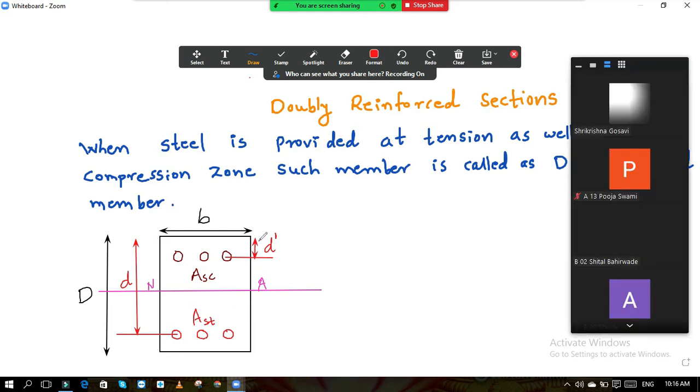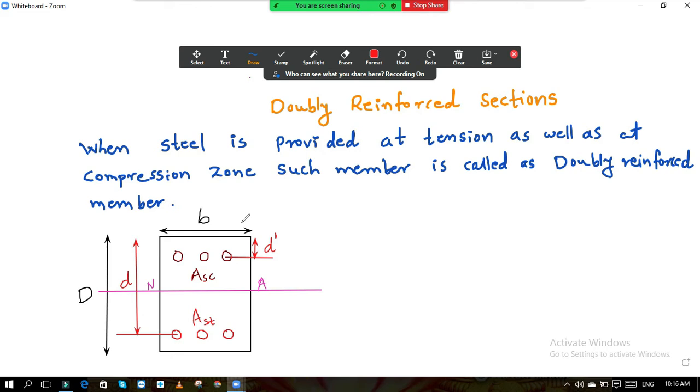So this type of section is called a doubly reinforced section. Similarly, if I draw the effective cover in tension zone, it may be like this. This is the effective cover in tension zone. If I call this DT, you can call the other one, instead of D dash, DC also, effective cover in compression zone, and at the bottom is your effective cover in tension zone.